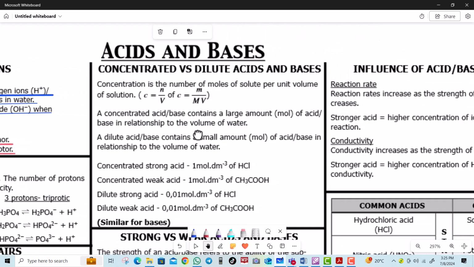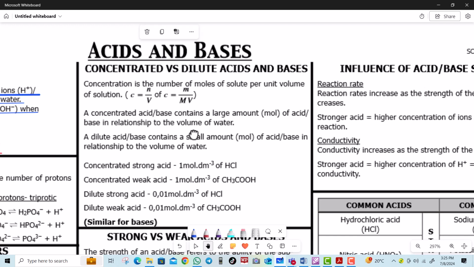Now an acid or a base can be concentrated or can be dilute. I repeat, an acid or a base can be what? It can be concentrated or can be dilute. So concentration is the number of moles of solute per unit volume of solution. I repeat, concentration is the number of moles of solute per unit volume of solution.